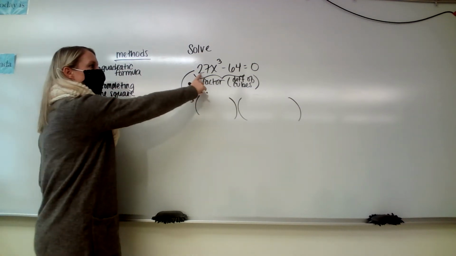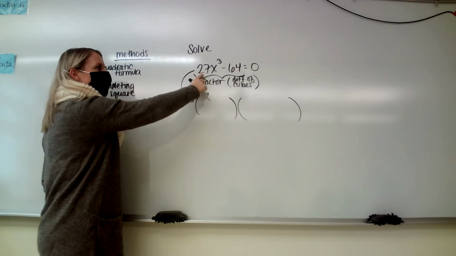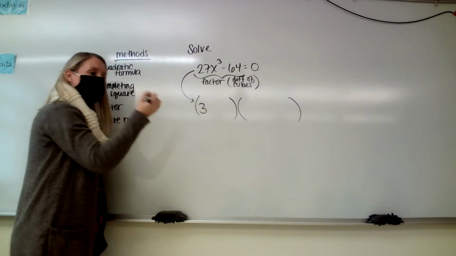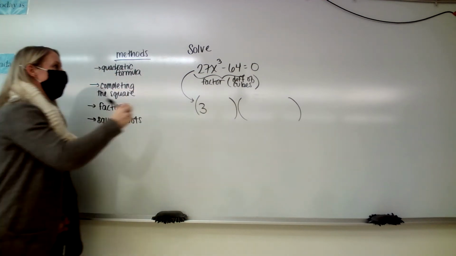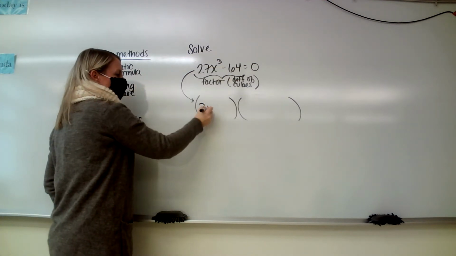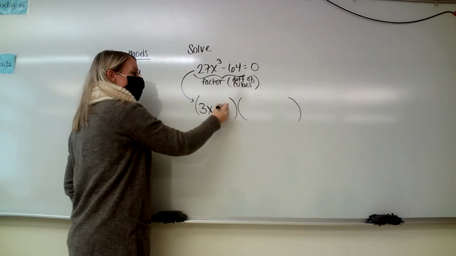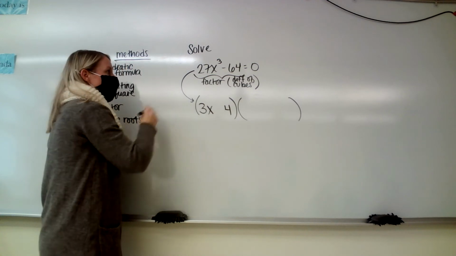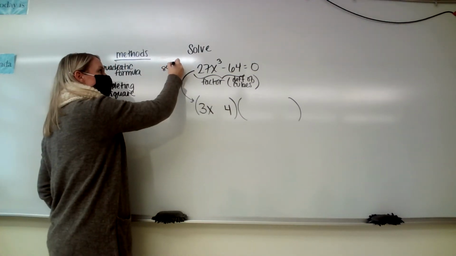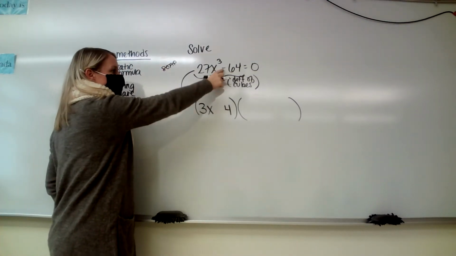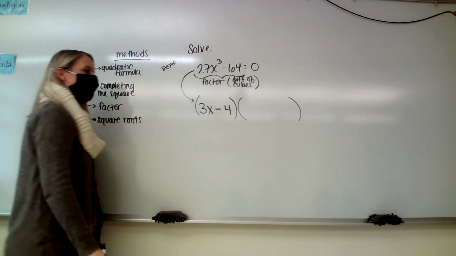I take the cube root of this. So the cube root of 27 is 3, right? Because 3 times 3 times 3 is 27. The cube root of x cubed is just x. The cube root of 64 is 4. And then remember, SOAP: same, opposite, always positive. This is the same sign, so we start with that.